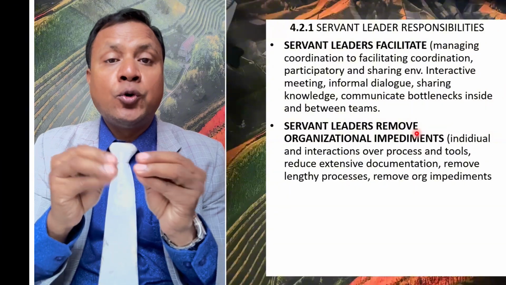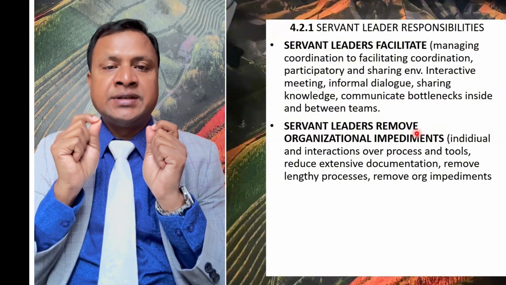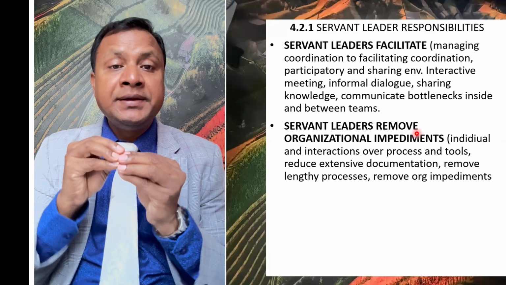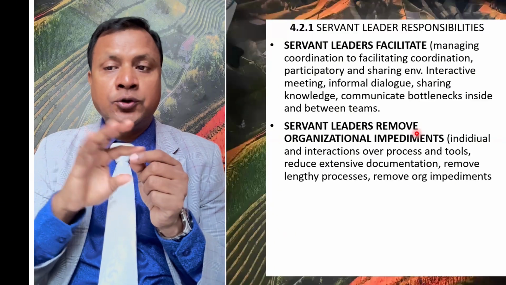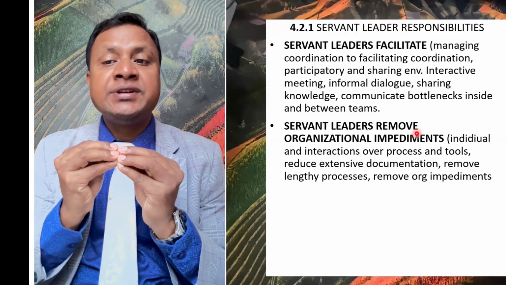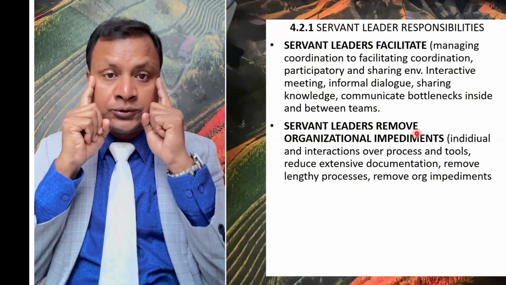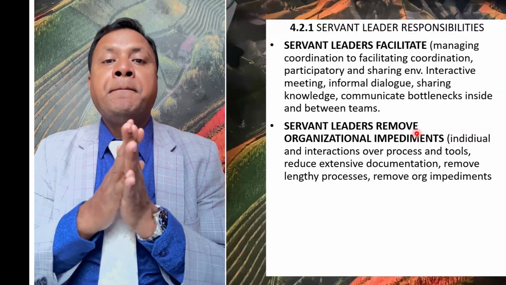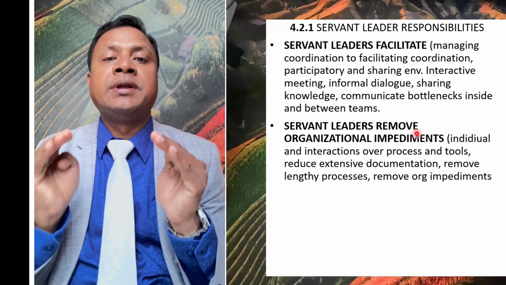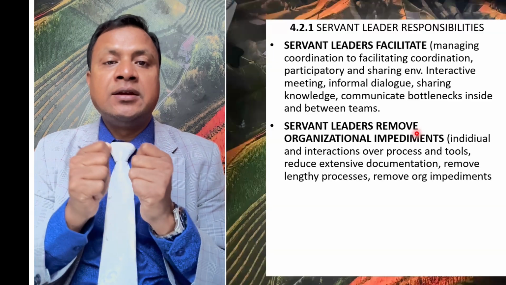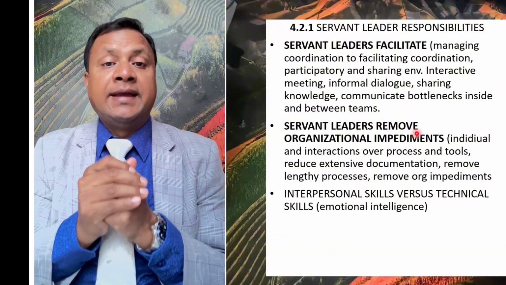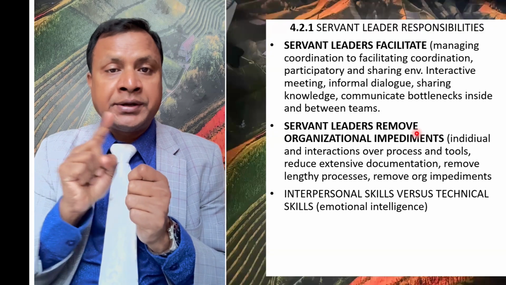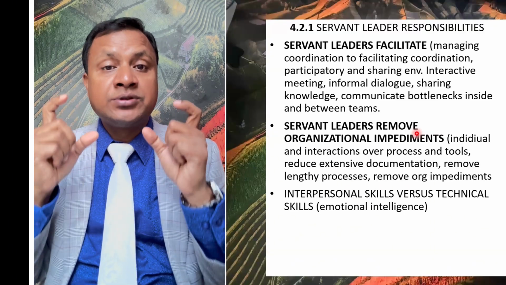Servant leaders always remove organizational impediments. How? By emphasizing individuals and interactions, not process or tools. By reducing extensive documentation, they focus only on work and remove lengthy processes. By removing organizational impediments, whatever they are. That's the style of servant leaders. And servant leaders always ensure interpersonal skills are used, not technical skills. Servant leaders always use emotional intelligence.